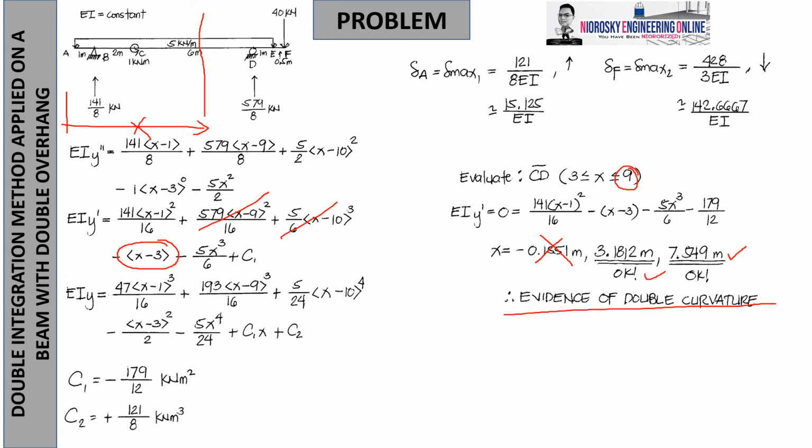When we say double curvature, two distances exist within the limiting distance. If only one, it is a single curve. I hope it's clear. Okay? So, another evidence of double curvature. But earlier, we already had the idea that double curvature occurs, just from the slopes at B and D.